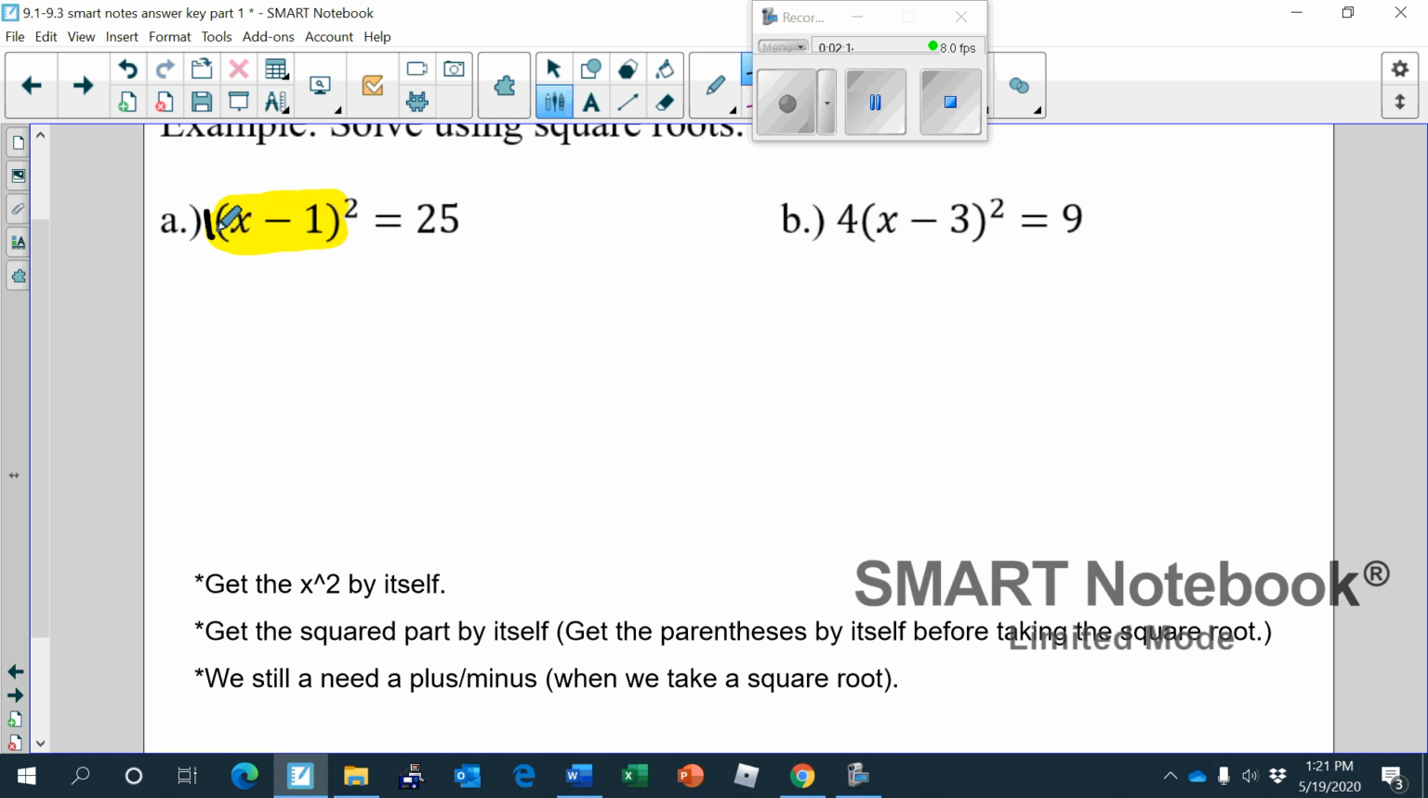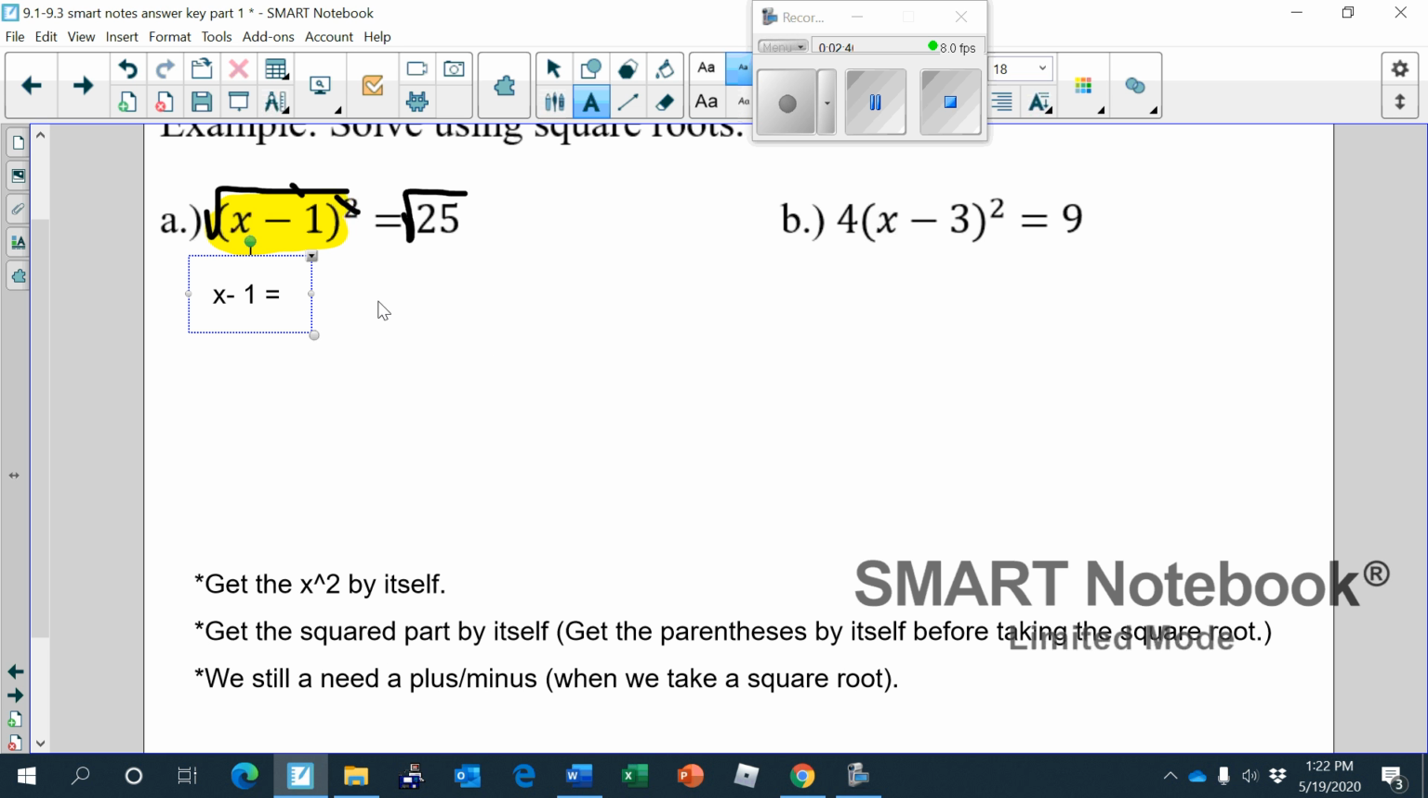So let's do that. Let's take the square root here. Let's take the square root here. Okay, so when I take the square root here, remember our square root and our squared cancel each other out. That's why we're doing it. So what are we left with? We get x minus 1 is equal to, this is the part I'm talking about. When you take the square root of a number, you need the plus or minus.